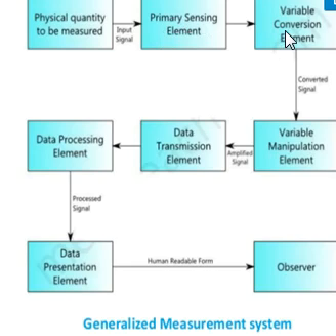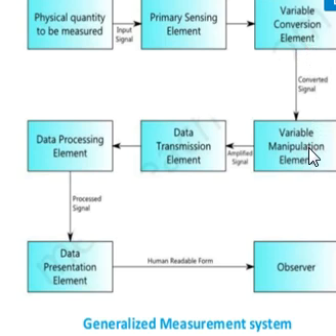Then the second comes the variable conversion element. It has the job of converting one form of energy into another, or one form of signal into another. For that we generally use transducers. The job of the transducer is that the physical quantity will be converted into an electrical quantity in the modern days of instrumentation. So the variable conversion element converts one form of energy into another form. In the desired form it is generated, and then the converted signal is transmitted to the variable manipulation element.